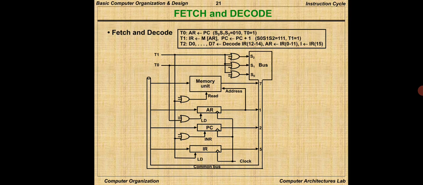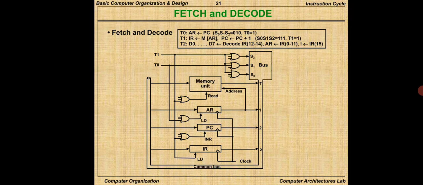At the same time, I also read the 16th bit of my instruction register, that is IR of 15, and check whether it is 0 or 1. If it is 0, I need to perform the memory reference instruction. If it is 1, it is a register reference instruction. If it is 0, register reference instruction; if it is 1, input output instruction. Those are the things we need to perform. So that is how fetching and decoding are done.